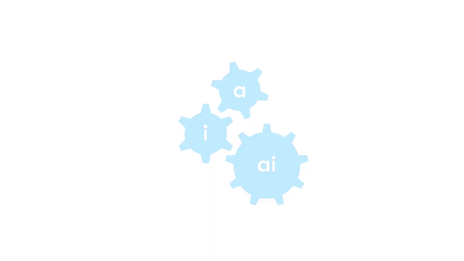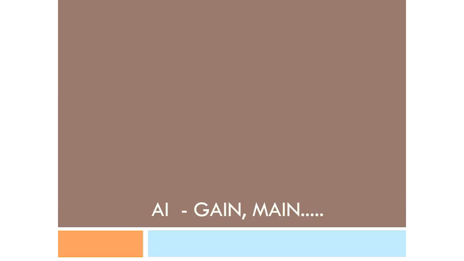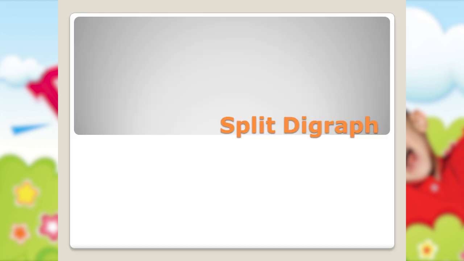Now we'll go to the vowel digraph. As you know, what is a vowel? A and I. Both the letters combined together and give a single sound, A. That is in words like rain, gain, main, train. Even though A and I are two different letters, they combine together and give only one single sound. It's called a digraph. Now we'll see split digraph.